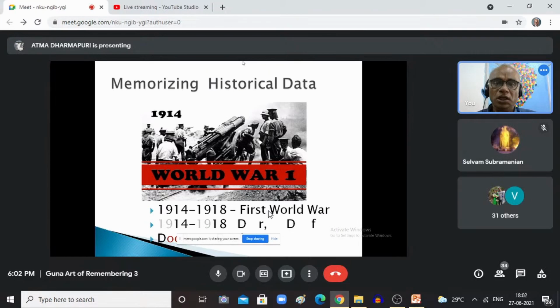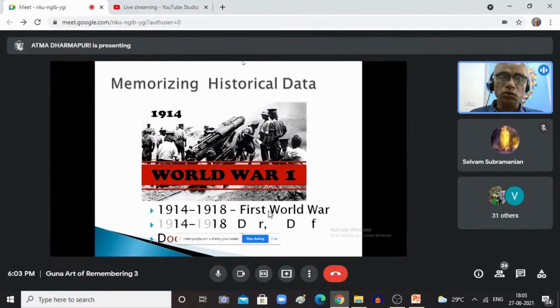For example, if you want to remember historical data, how to remember historical data using these phonetics. For example, the First World War happened between 1914 to 1918. So we know very well that it happened during the 19th century, so we need not bother with the 19 in both, and we need to remember both 14 and 18.